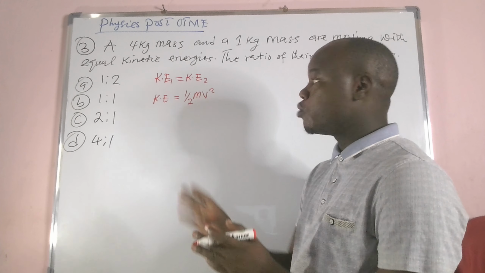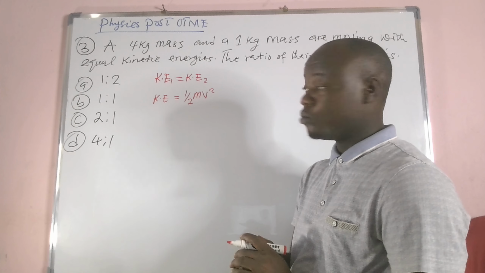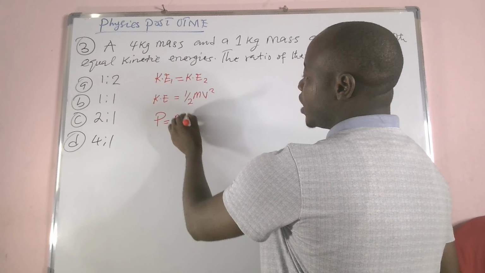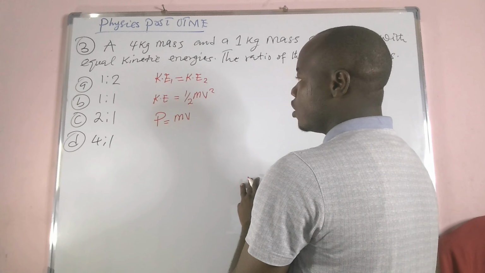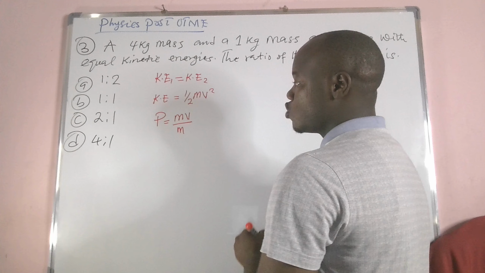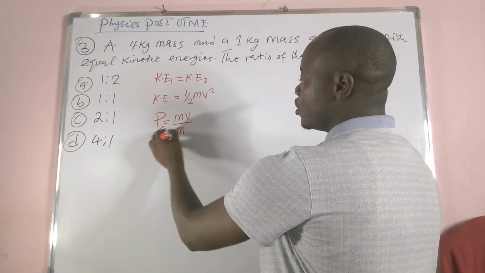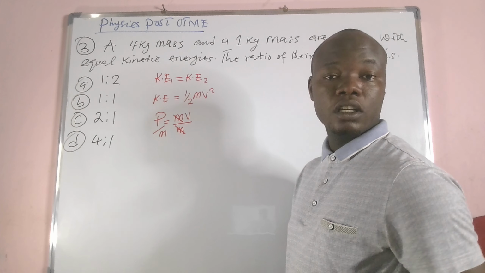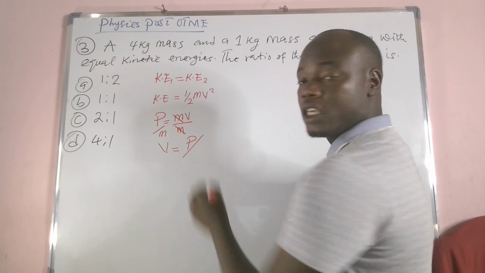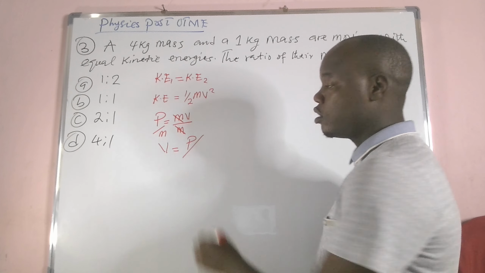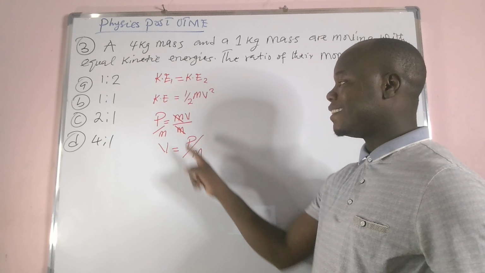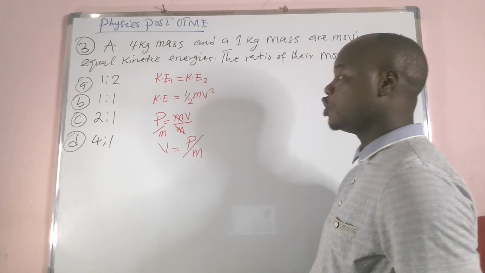So how are we now going to relate this with the momentum? We know that momentum P is equal to mass times velocity. From here, we can make v the subject of the formula by dividing through by mass. So this one will cancel this, and then we have v is equal to P all over m. Therefore, we are going to substitute this in the first equation.